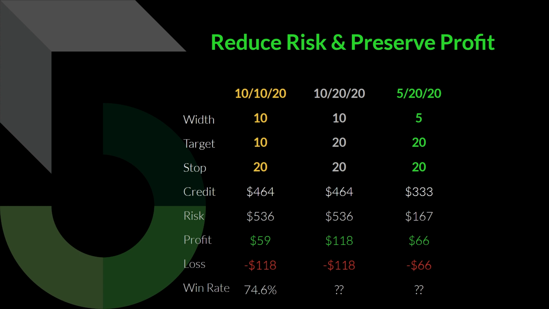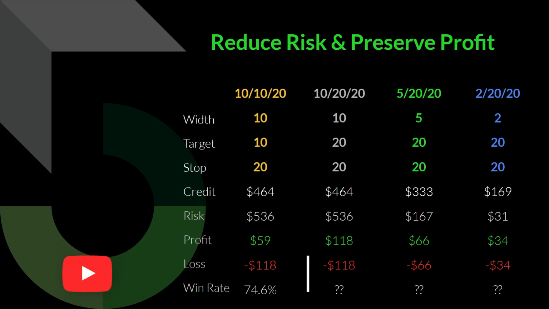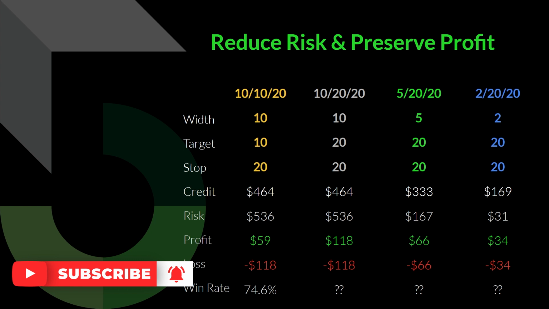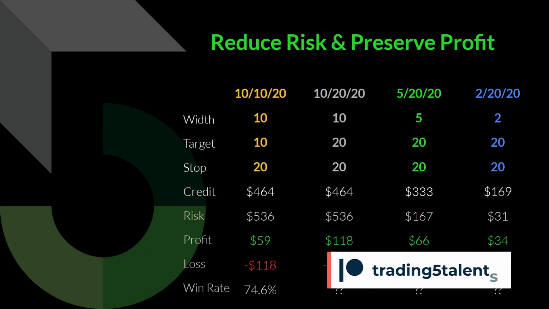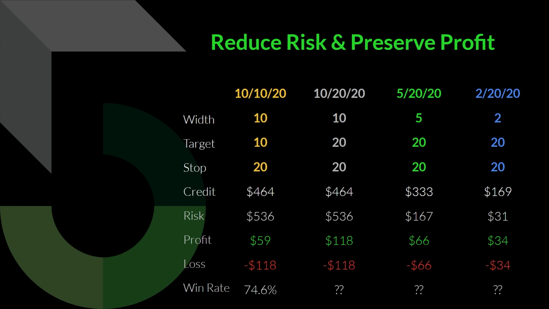And then the final iteration that I'm doing right now is the 2-20-20. And so 2 strikes wide on either side of the iron fly, 20% profit target, 20% stop loss. So my average credit here is $169. And the risk is only $31. Again, that's the $200 minus the $169. So that's the $31 risk. My profit target would be $34.